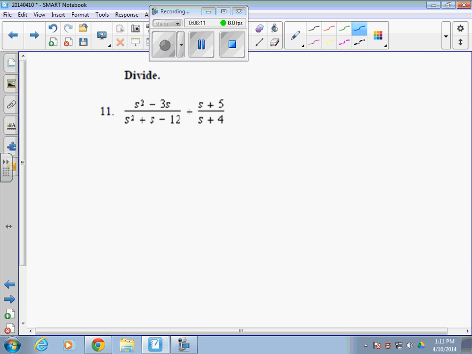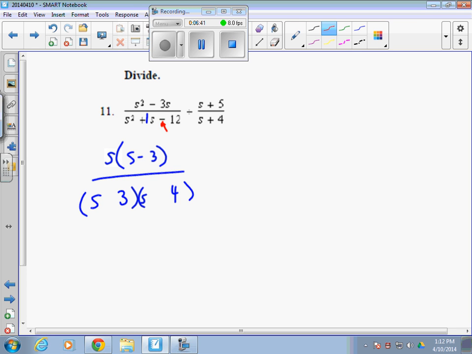Number 11, you could pull an s out of the top. So you have s times s minus 3. Factor the bottom, s times s. Don't let your s's get confused with 5s. You need your factors of 12: 1 and 12, 2 and 6, 3 and 4. Which number is going to get you to positive 1? That's your b value, positive 1. It's a negative 12, so you have to subtract the numbers. One's going to be positive, one negative, and you want to make a positive number. So you need 4 and 3 as your factors. Again, this one tells you that they're opposites. This one tells you the bigger one's plus. 4 is bigger, 3 is smaller, so it's minus.